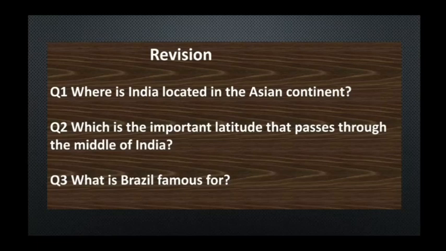Which is the main latitude that passes through India? What is it, children? It is Tropic of Cancer. It is Tropic of Cancer that passes through the middle of India. What is Brazil famous for? Brazil is famous for its samba dance, coffee plantation and football. I'll repeat, samba dance, coffee plantation and football.